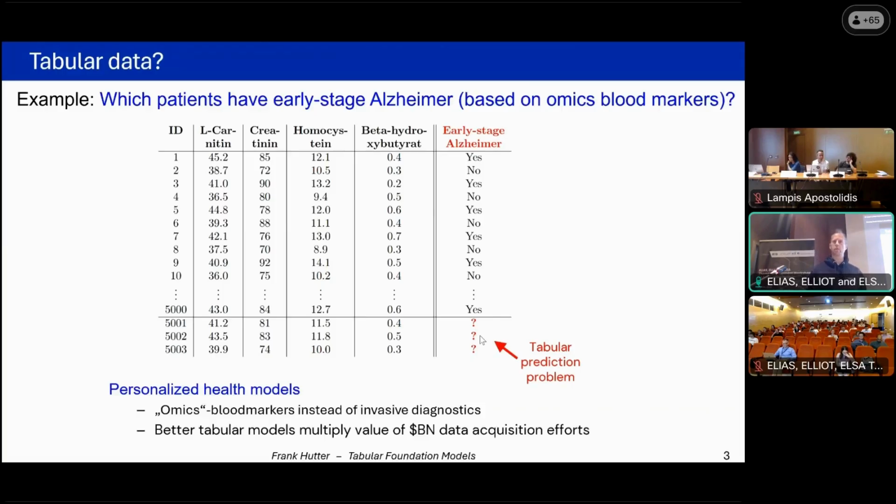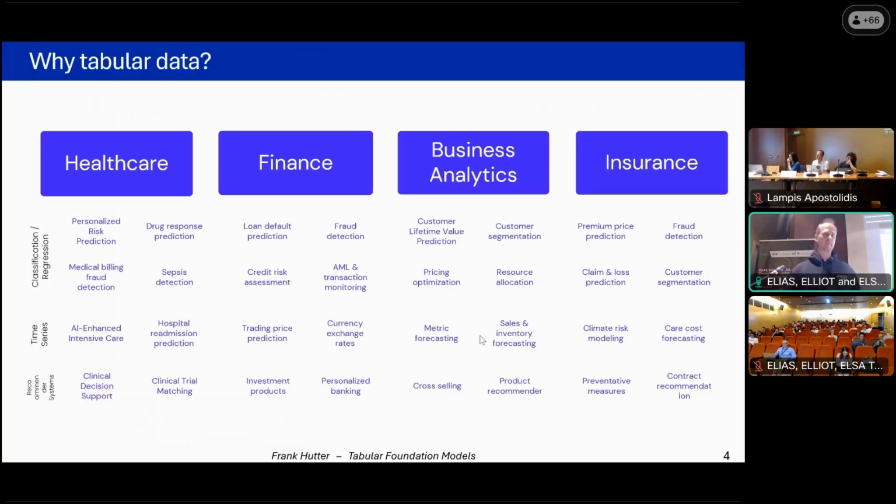Personalized health models are a long-standing challenge. If you can just take some blood of a patient and then say, hey, they have early stage Alzheimer's, this is really going to be helpful. There are a lot of startups collecting data for billions of dollars, and it all comes down to tabular data in the end. Tabular data doesn't only happen in medicine and healthcare, but also in finance, business analytics, insurance, and many, many others, literally thousands of applications.